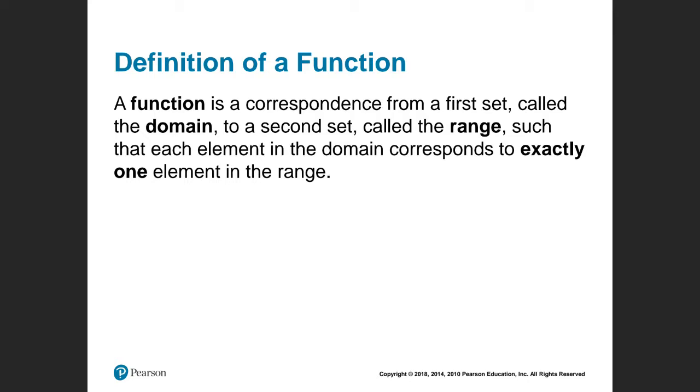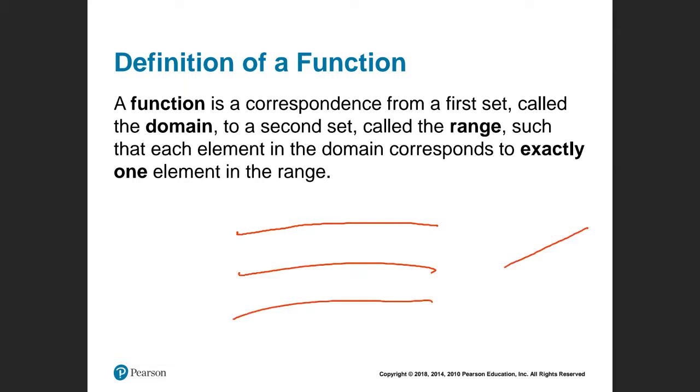Now, definition. A function is a correspondence from a first set called the domain to a second set called the range, such that each element in the domain corresponds to exactly one element in the range. Remember, exactly one element. This is from domain to range. Exactly one, this is a function. This is not a function because it is not exactly one. This is a function. This is not a function.